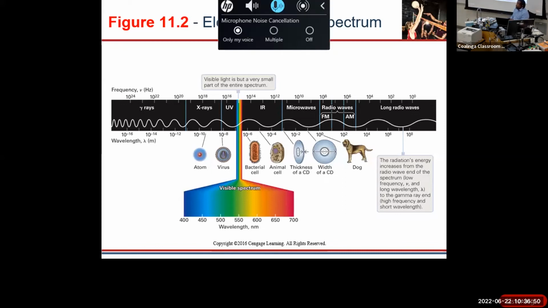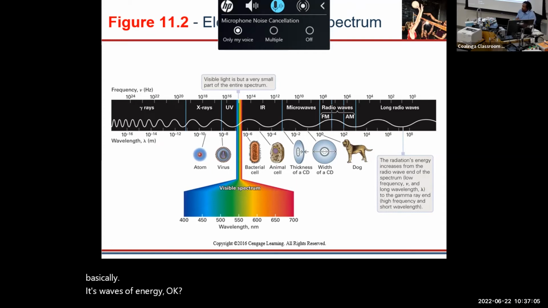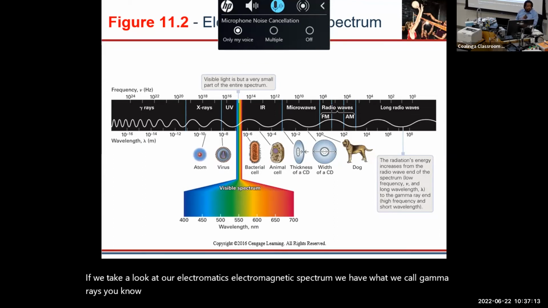Okay, so this here is what we call the electromagnetic spectrum. The electromagnetic spectrum is basically waves of energy. And if we take a look at our electromagnetic spectrum, we have what we call gamma rays. You guys know the Incredible Hulk. Anybody heard of the Incredible Hulk? Anybody know the origin of the Incredible Hulk?